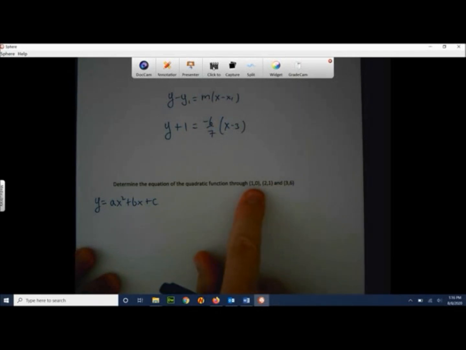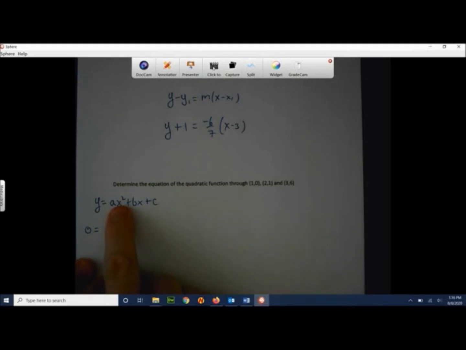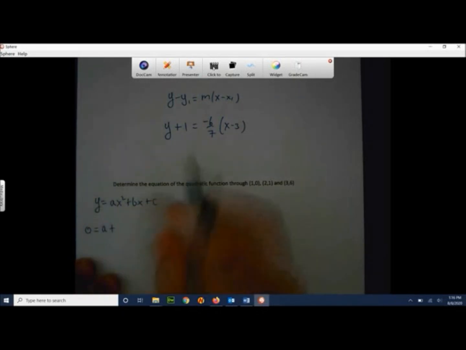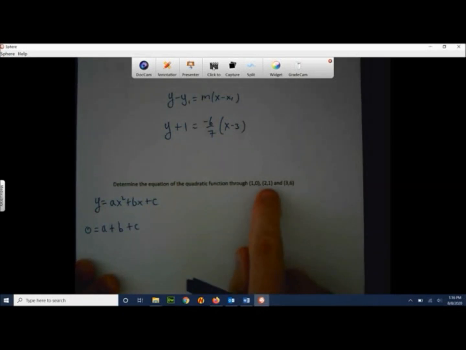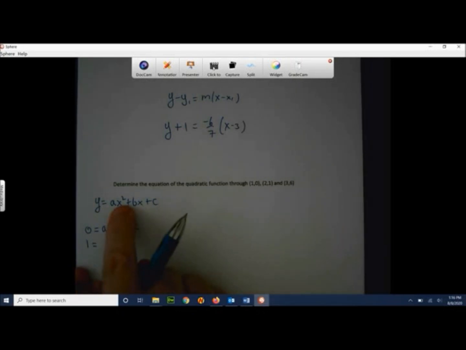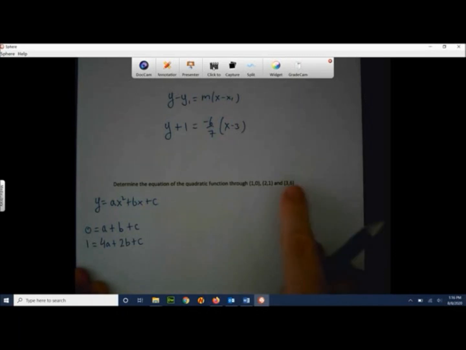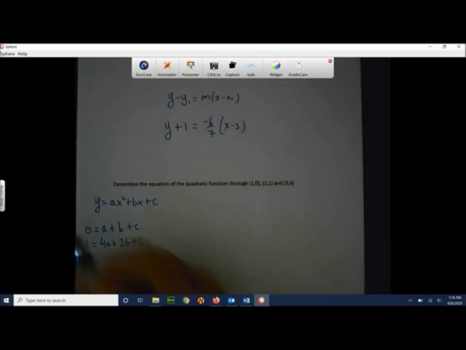So I'm going to plug in 0 for y, and 1 for x. Well, 1 squared is 1, 1 times a is just a, b times 1 is b, and then we have c. And then I'm going to plug 1 in for y, and plug 2 in for x. 4a plus 2b plus c. And finally finish off plugging in this point. That gives me 6. 3 squared is 9, so I have 9a plus 3b plus c.